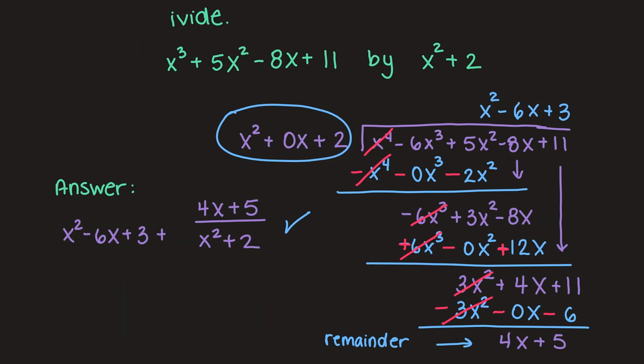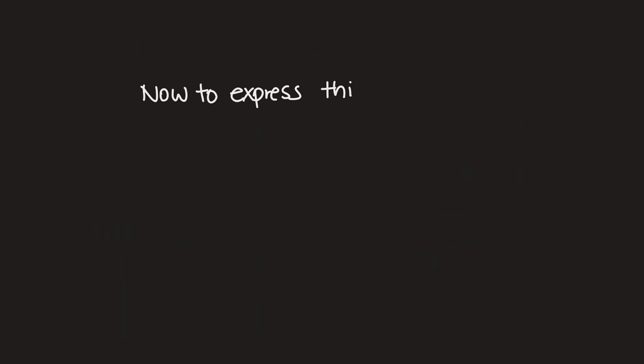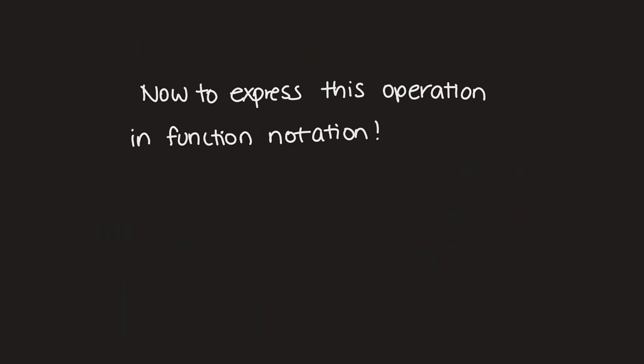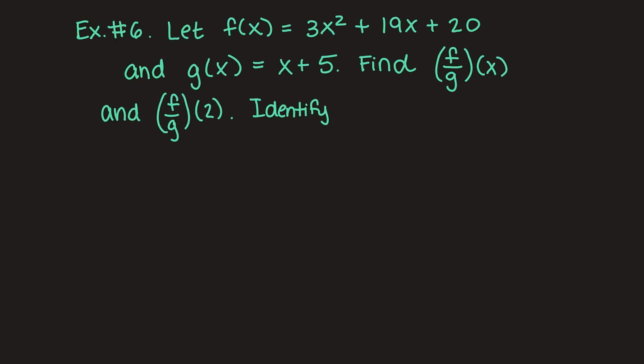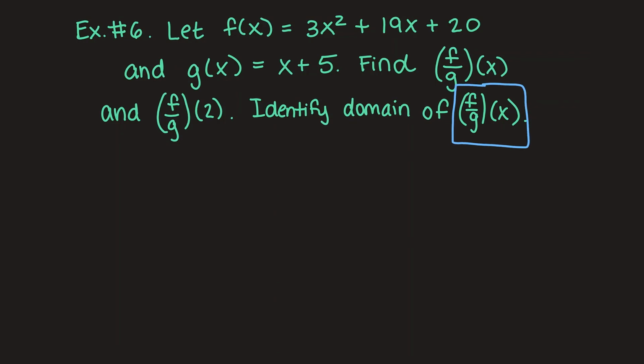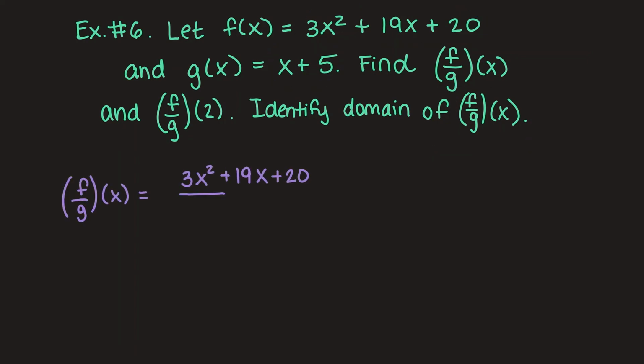And now the last thing to go over is how we can express this operation in function notation. So consider the following example. F over g of x is the same thing as f of x over g of x, which just means to divide the two functions. We can actually identify our domain for this. Normally, we'd be able to plug in any number in for x.